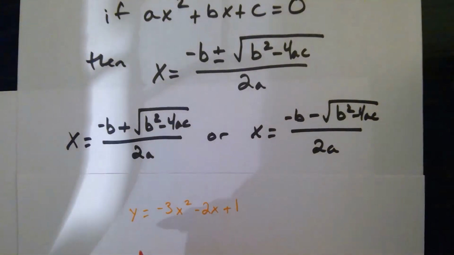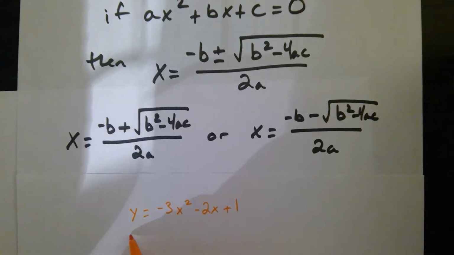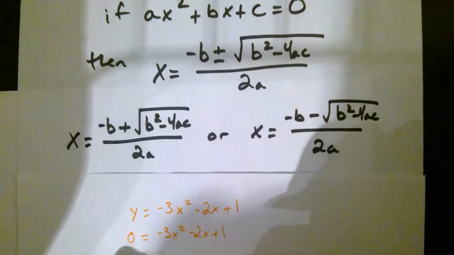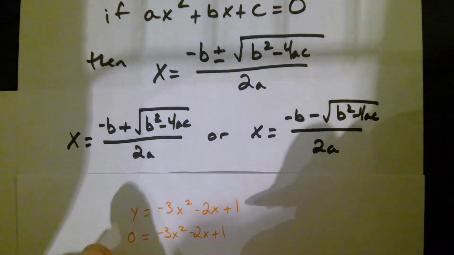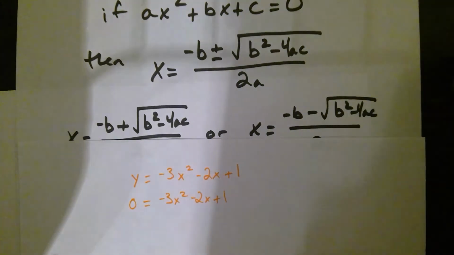All right, so we should first do what? Y equals 0 for us to solve it. 0 equals -3x squared minus 2x plus 1. I'm going to keep drilling this as well, because we always need to know that. When we solve a quadratic, y equals 0.